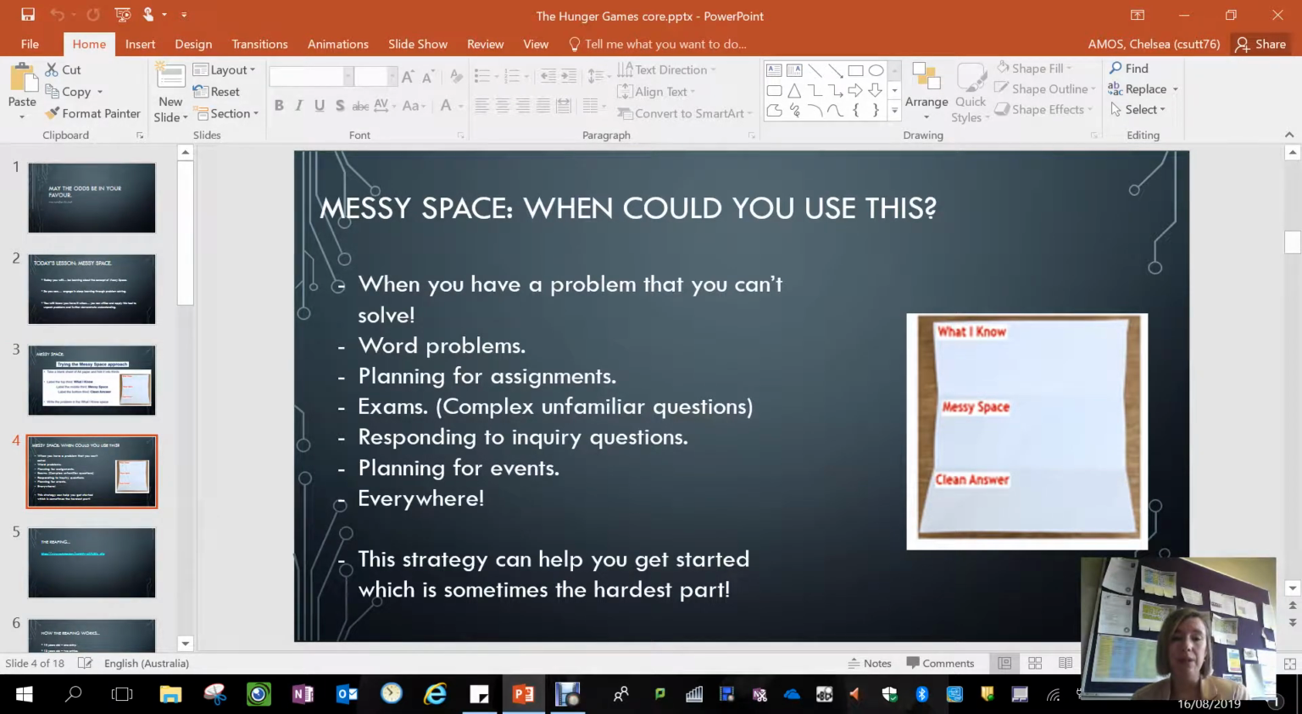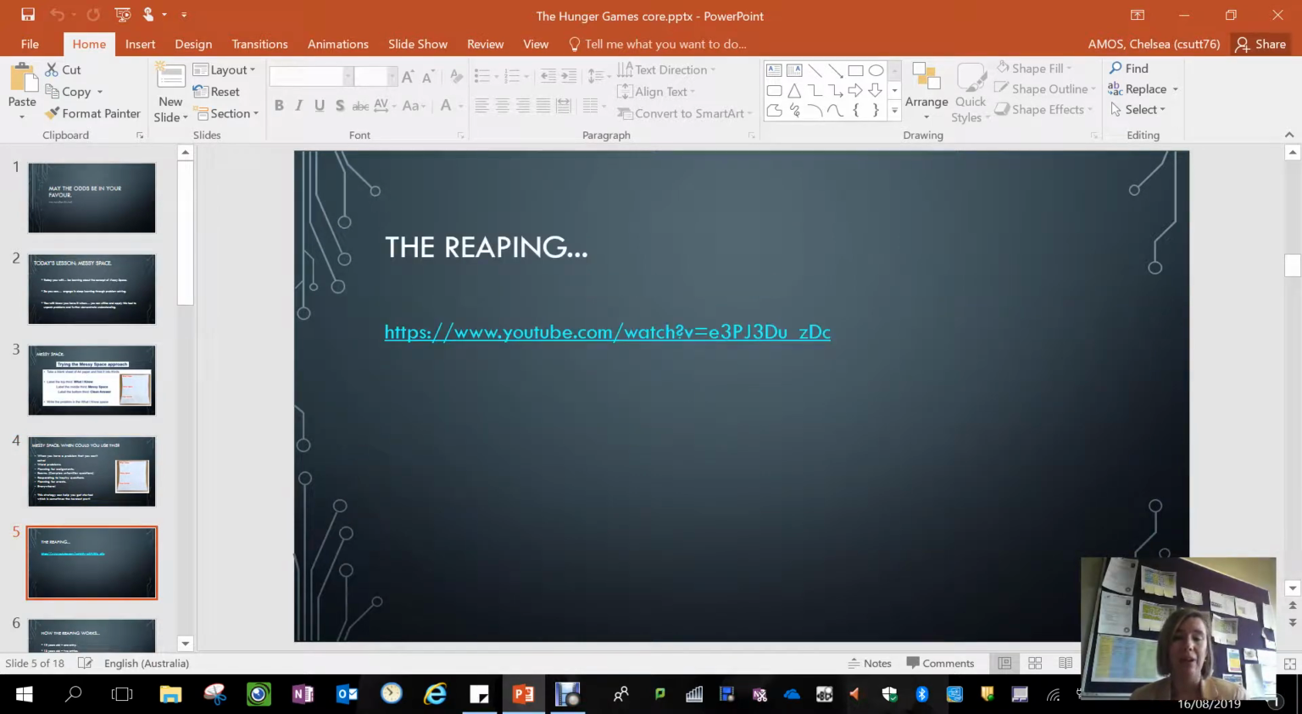This slide focuses on all the different ways they can use messy space, because we want messy space to be something they can use in different KLAs and in different contexts. We want this problem solving strategy to be a tool that our students can take away. Next, we have a 5-minute YouTube clip on the reaping. Students will need to watch this to be able to engage with the problems in the session.